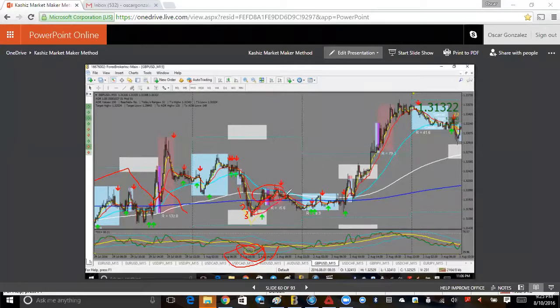You see how it did a multi-session W and price rose again. 1, 2, 3. Reverse and must correct. Reverse back into the range. Again.